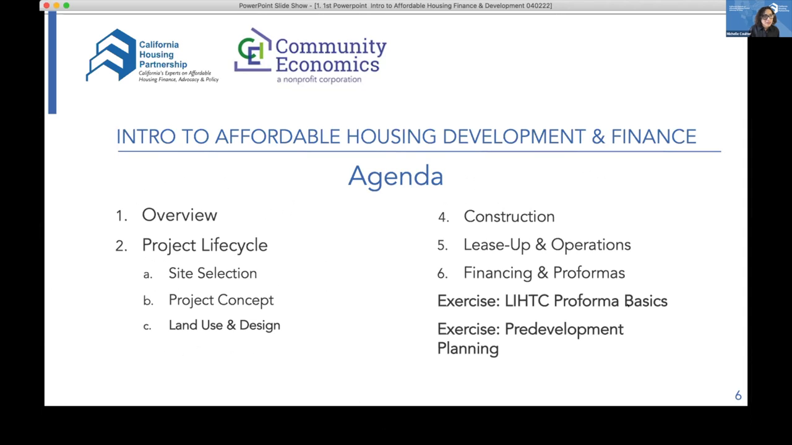we will move into the agenda. All right, thanks, Michelle. So here's an agenda of the journey that we're going to go on together today. We're going to start off with an overview of what affordable housing is. We'll look at the project life cycle, which will go into the various phases of a project's life, including site selection, project concept, land use and design, construction, lease up and operations. And we'll also go into financing and pro formas, and we'll have some great exercises as well.